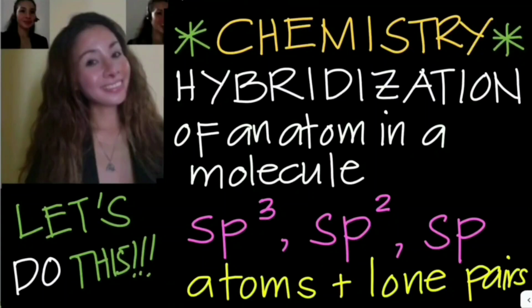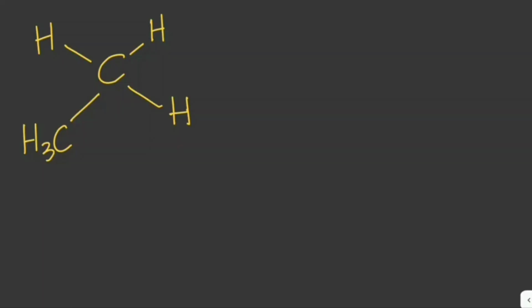In this video, you will learn how to determine the hybridization of an atom in a molecule. So how do we determine the hybridization of an atom in a given molecule? To do that, we need to count the number of atoms attached to that atom and then also count the number of lone pairs attached to it. And we just have to add them up.